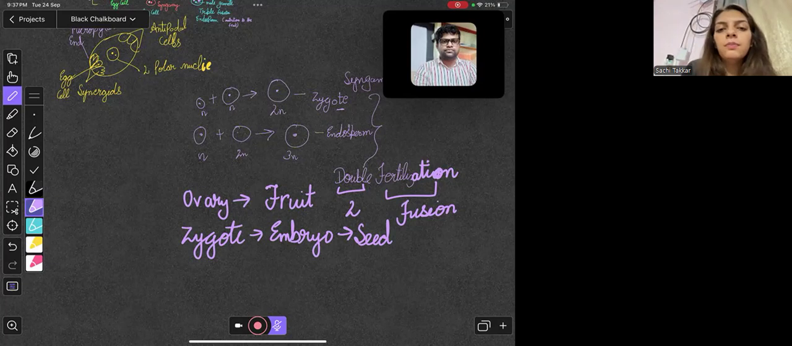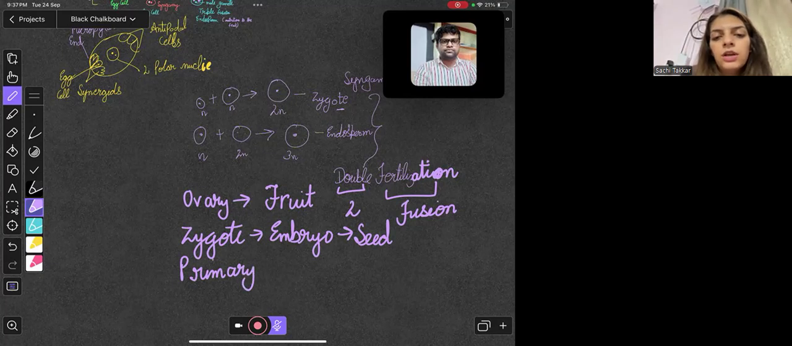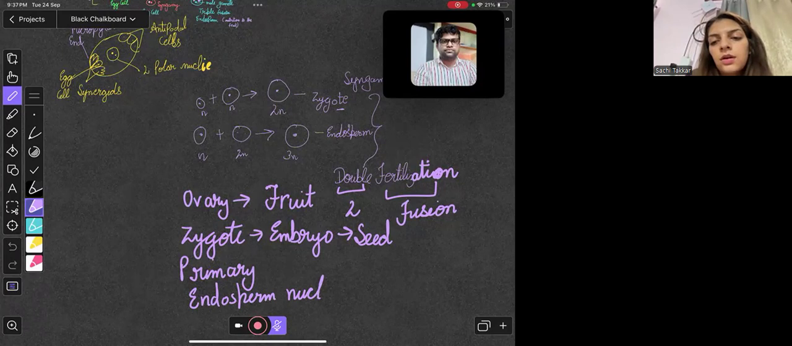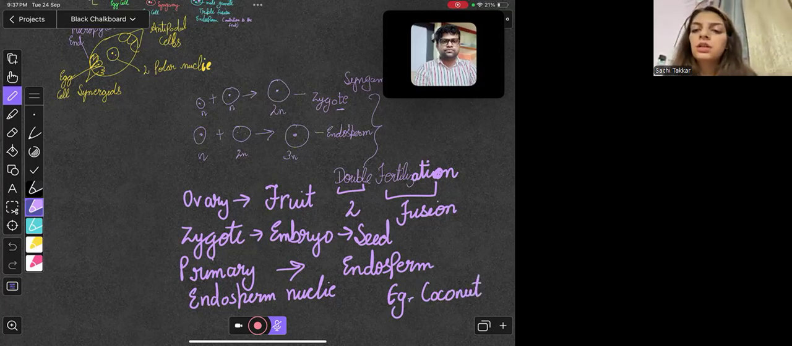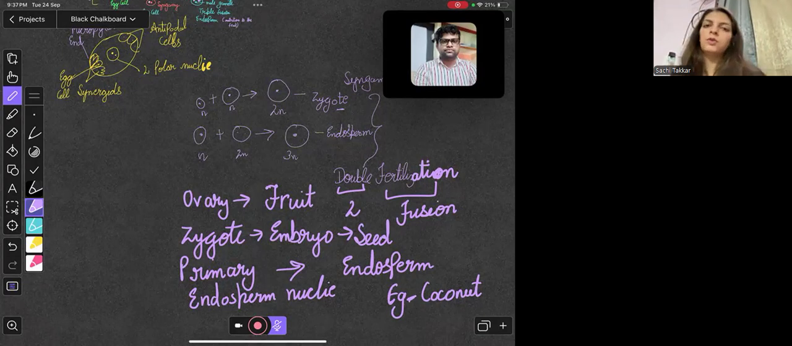And this 3N is also known as the primary endosperm nucleus. This is converted into endosperm. We can easily see endosperm in coconut. Coconut is the best example to see endosperm. So that coconut water is endosperm only.